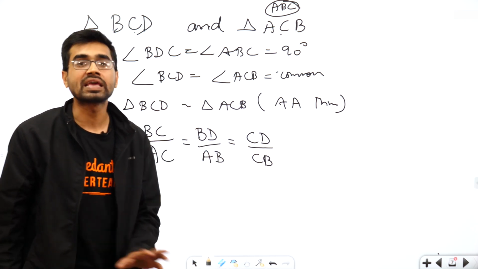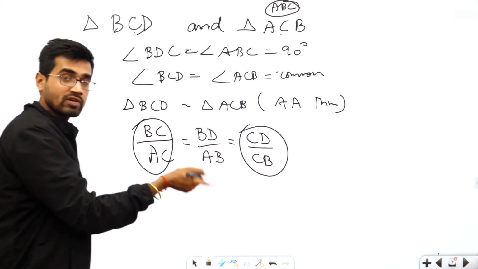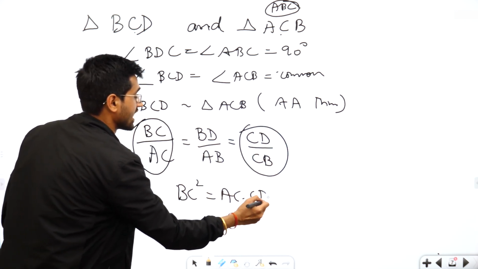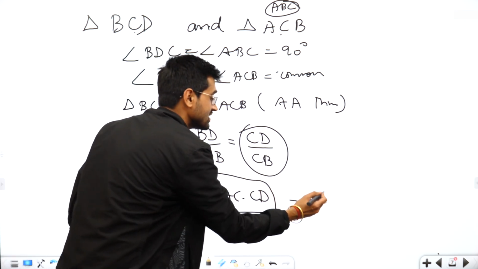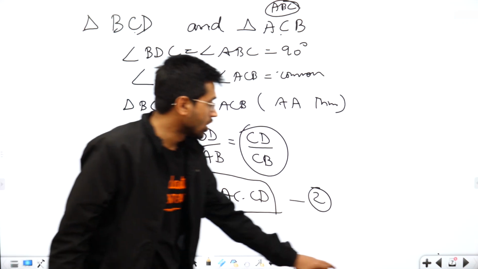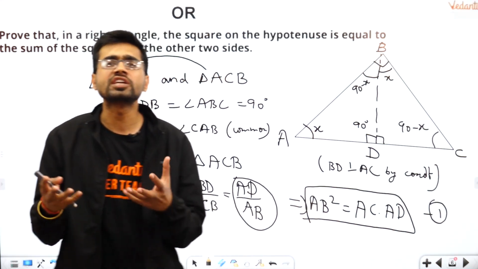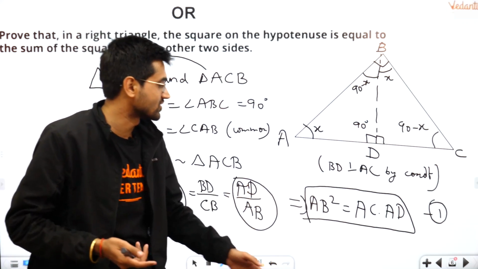Now see, CB is the same as BC. I wanted BC square, remember? So I will cross multiply. I'll get BC square is equal to AC into CD. Have you understood it? Yes, you should have. What we got? BC square. What else we got? AB square. Now you have both of them. You just need to add them now. AB square plus BC square. That is what Pythagoras theorem tells us.